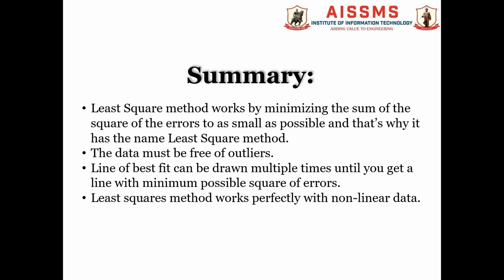So what is the summary now? The least square method works by minimizing the sum of squares of the errors to as small as possible, and that's why it has the name least square method. And the data must be free of outliers. That is the main requirement of this method. The line of best fit can be drawn multiple times until you get a line with the minimum possible square of errors. And the least square method works perfectly with non-linear data also.